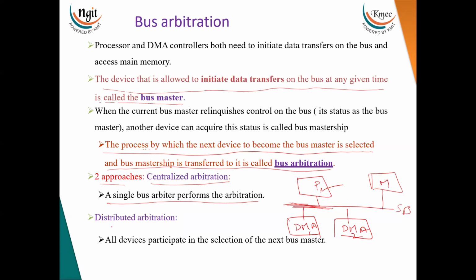Now coming to the distributed arbitration, all the devices participate in the selection of the next bus master. For example, DMA1 and DMA2 both are requesting for the bus mastership, meaning both want the control of the bus, then both will participate in the competition, and whichever device wins the competition becomes the bus master. This is the distributed or decentralized arbitration.